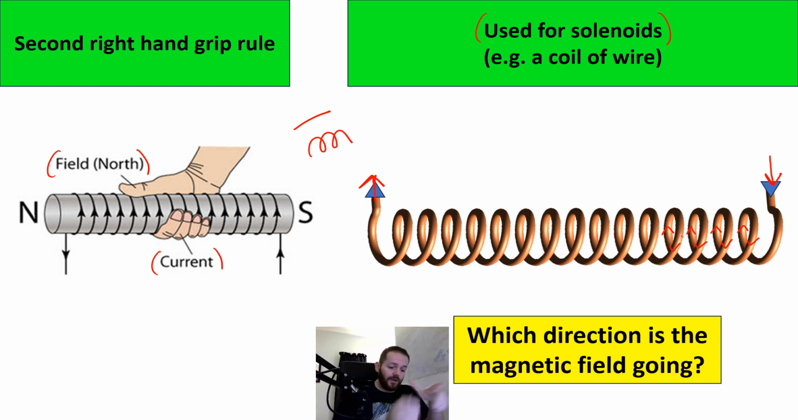So I want my fingers to curl around like that. My fingers are curling around like that. So if my fingers are curling around like that, which way is my thumb pointing? It's pointing in that direction. So that then must be the north end, and that end must be the south end. Let's have a look. Perfect. This end is the north end, because when my fingers curl around like that, my thumb was pointing north. And if that end's north, then, well, by elimination, that end must be south, okay?